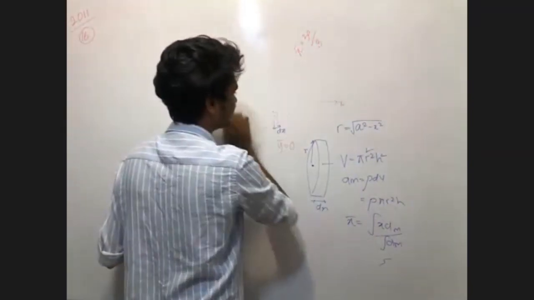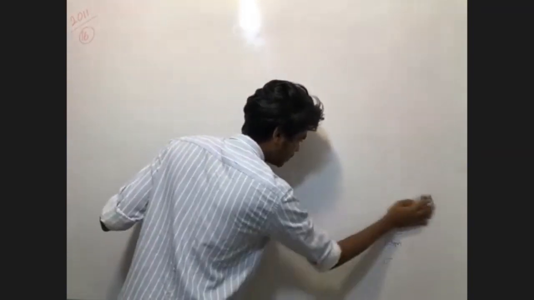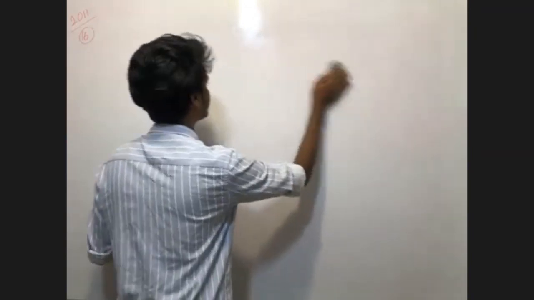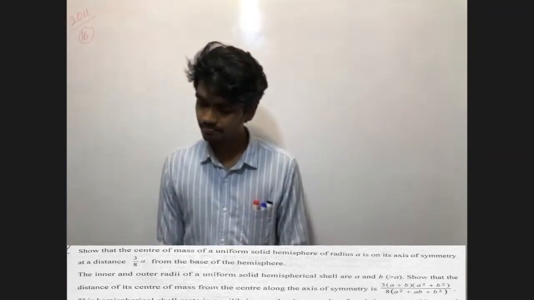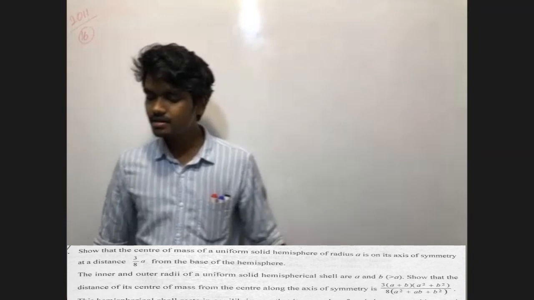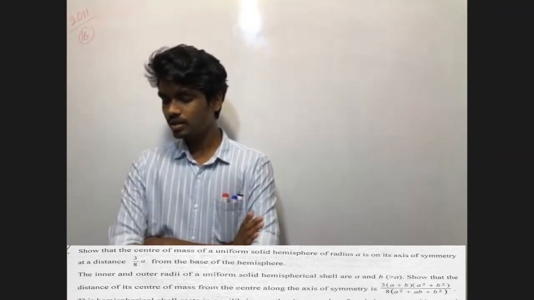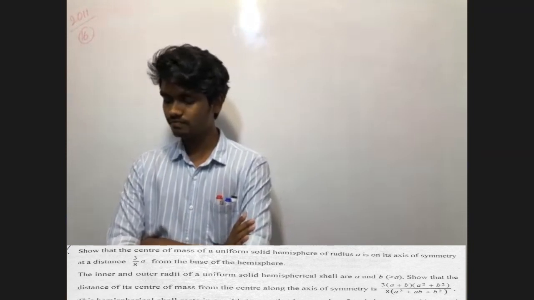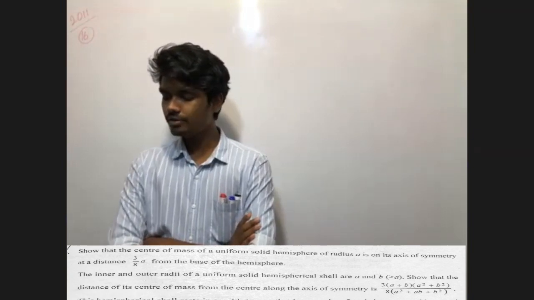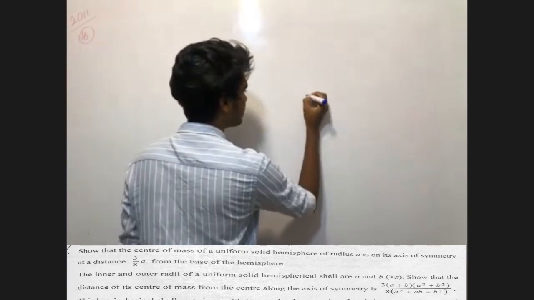So fine. You can prove that. It's not going to be a big issue. Let's do the question, the below part. What do they say? The inner and outer radii of a uniform solid hemispherical shell are A and B. It's like this, there is a uniform hemispherical shell.